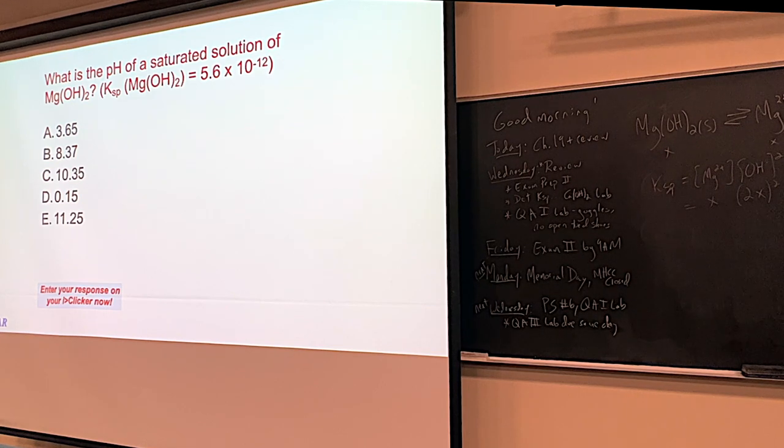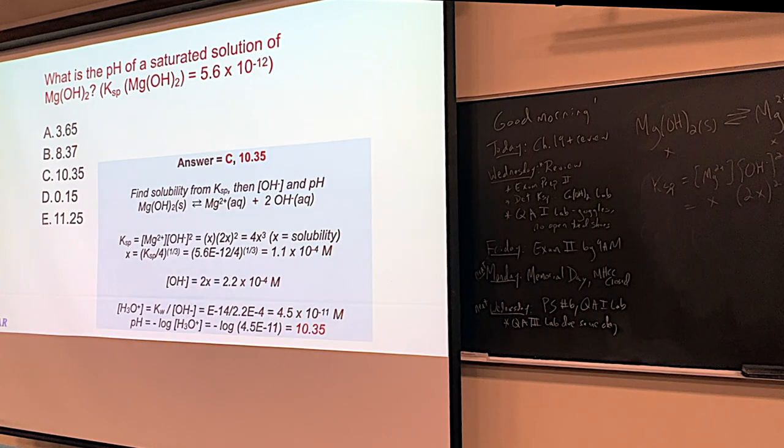So what I would do is first solve for the solubility x. I'll take this number, divide it by 4, and raise it to the 1/3 power. A cube root is the same as raising something to the 1/3 power. That will give me solubility x, but it won't give me hydroxide. Hydroxide is twice the solubility, so we'll multiply it by 2 to get the OH minus, and then using your method du jour, you can turn hydroxide into pH. If you do this, it comes out to be 10.35.